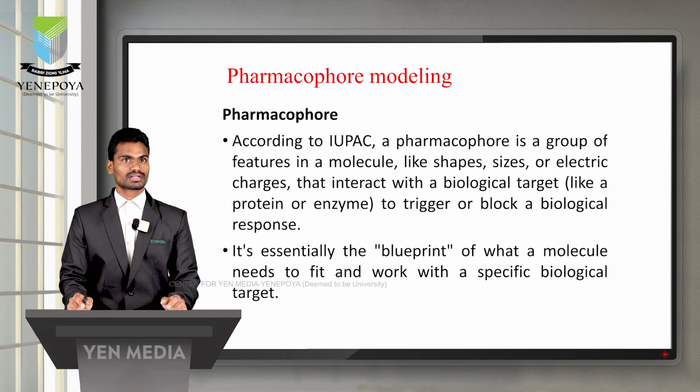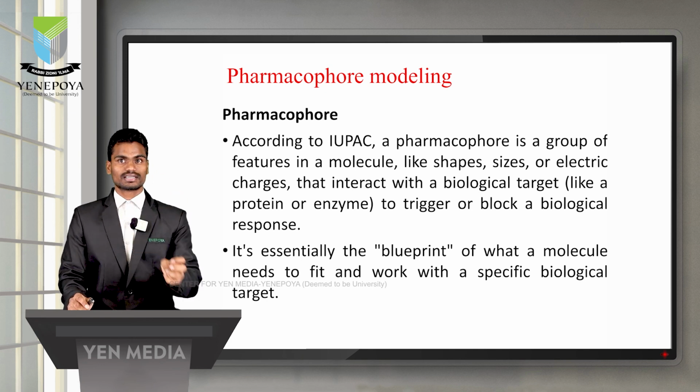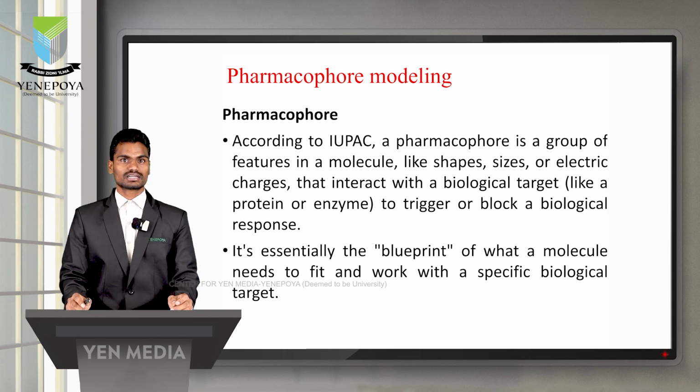Before going into detail, what is a pharmacophore? According to IUPAC, a pharmacophore is a group of features in a molecule, like shape, size or electric charge, that interact with a biological target like a protein or enzyme, or trigger or block a biological response. Based upon the pharmacophore shape, we go for design so that the developed molecule will have desirable qualities. It is essentially the blueprint of what a molecule needs to fit and work with a specific biological target.